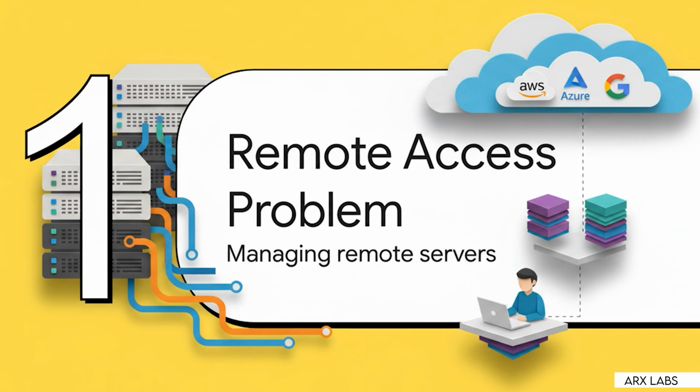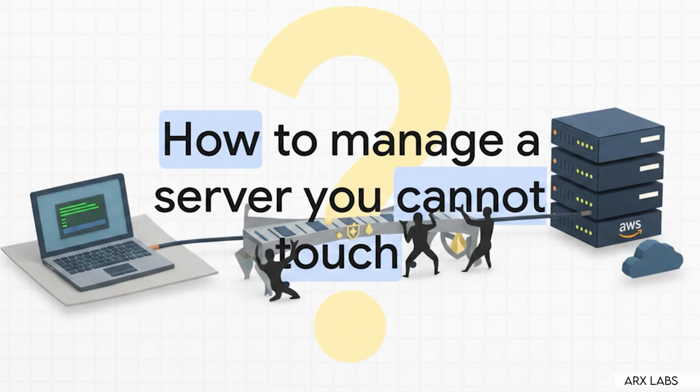All right, kicking things off with Section 1, the remote access problem. So, picture this. In the modern cloud environment, gone are the days where you could just physically plug a monitor and a keyboard into a machine in a freezing cold server room. Today, your servers are mostly floating virtual machines hosted halfway across the world, right? Which brings us to a massive, fundamental question that every single DevOps engineer faces on a daily basis. How do you manage a server you literally cannot physically touch?